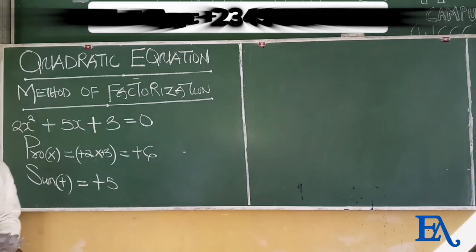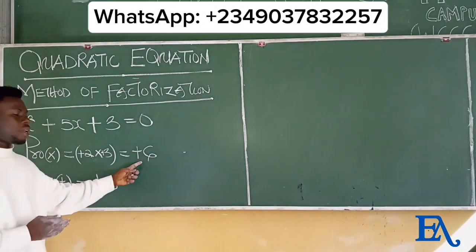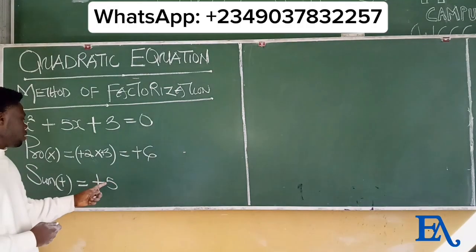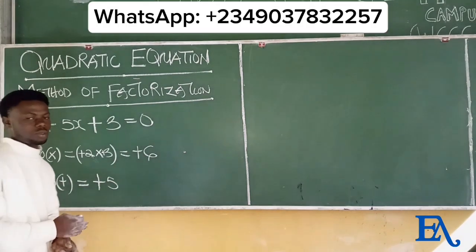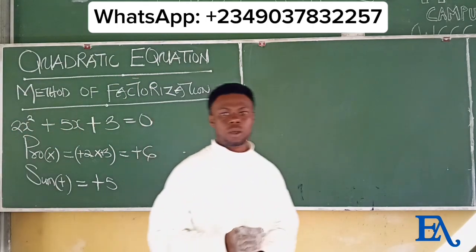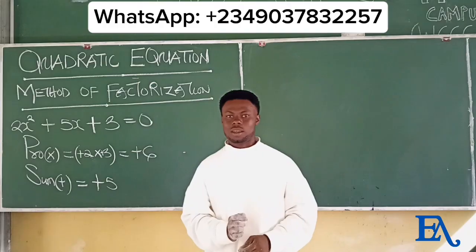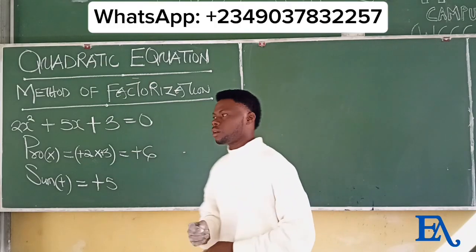Step number 2, look for two factors of the product which, when added, will give you the middle term, which is plus 5. That is to say, think of two numbers that when multiplied give you plus 6, and when the two numbers are added together, give you plus 5. What should those numbers be?